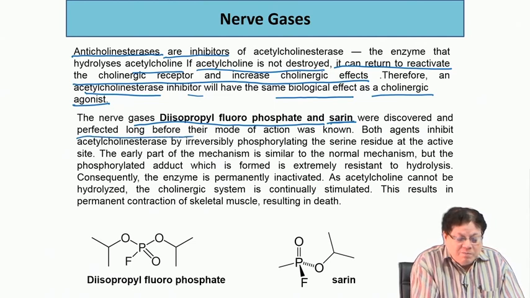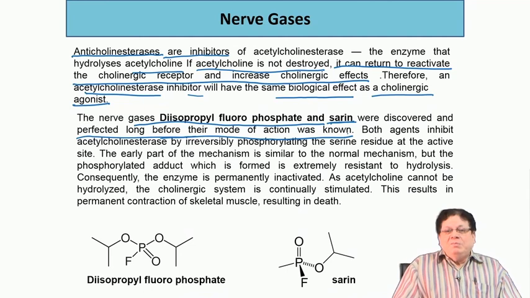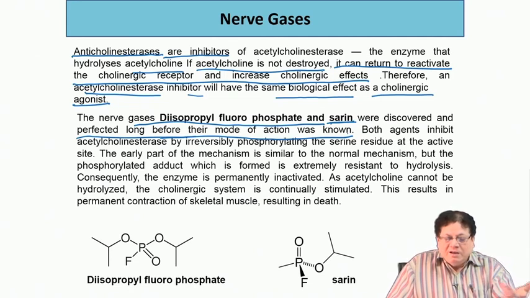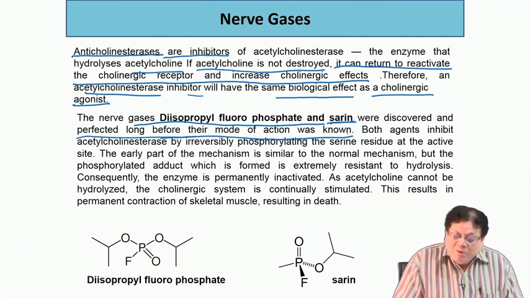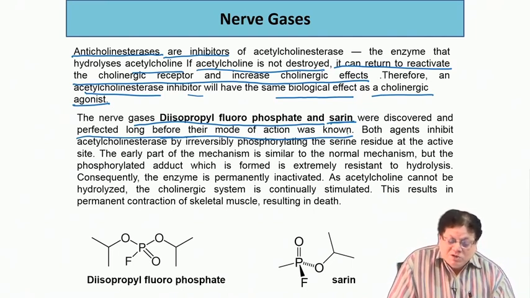and perfected long before their mode of action was known. Basically, what happened is that you produce something and see that it has some biological effect, but you do not know why. So these were first made and shown to have a very disastrous effect on living systems, but the mechanism was not known. Later on, the mechanism was discovered.